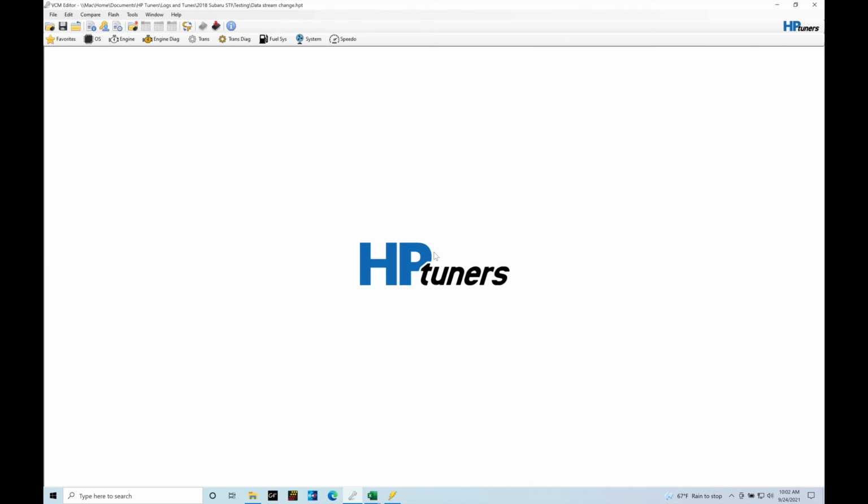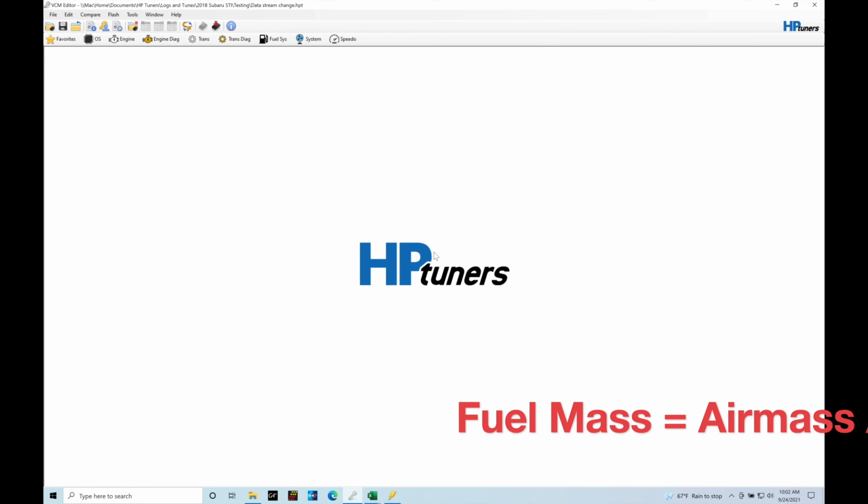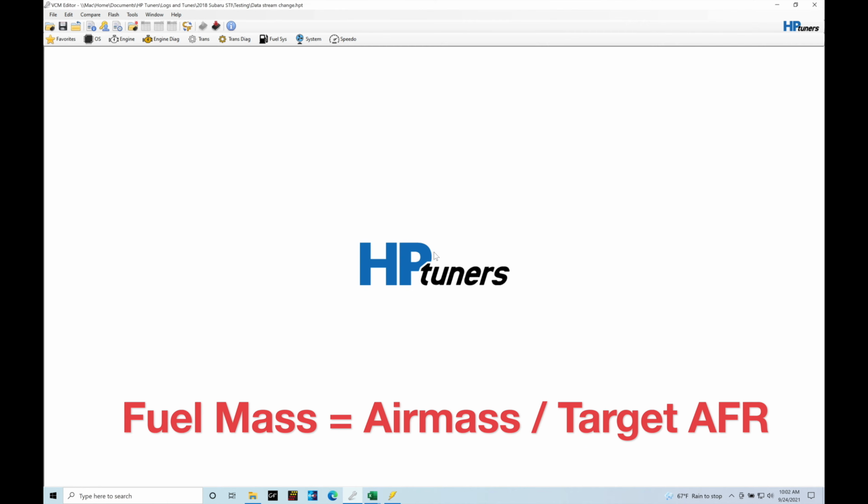So the first thing I want to touch on is something we've talked about in our previous tutorials. That's the relationship between fuel mass and air mass. Within an airflow modeled system, we're going to have an underlying equation that helps us determine how much fuel we need to deliver into the engine. Now, fuel mass is equal to air mass divided by target air fuel. When we're dealing with our Subaru ECU, it normally is going to be an airflow model system based around a mass airflow sensor, although we can change it to speed density, again, as we talked about in our previous tutorials. But let's assume we're on a mass airflow sensor.